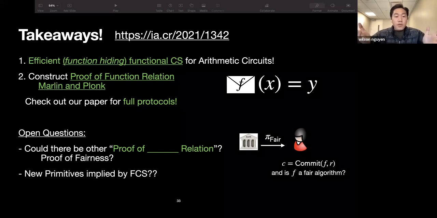And then maybe there are other new primitives or protocols implied by functional commitment schemes. These are quite powerful. You can think of functional commitment schemes as, instead of sending polynomials as oracles, maybe you can send bounded sized functions, due to their representation as arithmetic circuits. And so maybe binding a prover to a particular function or a particular strategy enables other new primitives or protocols. Yep, and that's my talk.